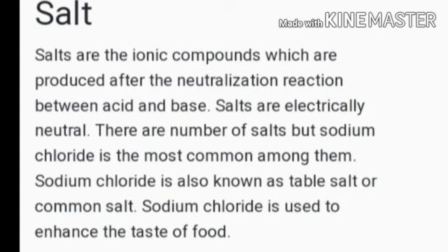Here, ionic compound means a compound which is formed by ions. These ions are formed by the loss or gain of electrons. We are going to discuss this in detail in the third chapter, metals and non-metals. Let us now study the next topic, family of salt.